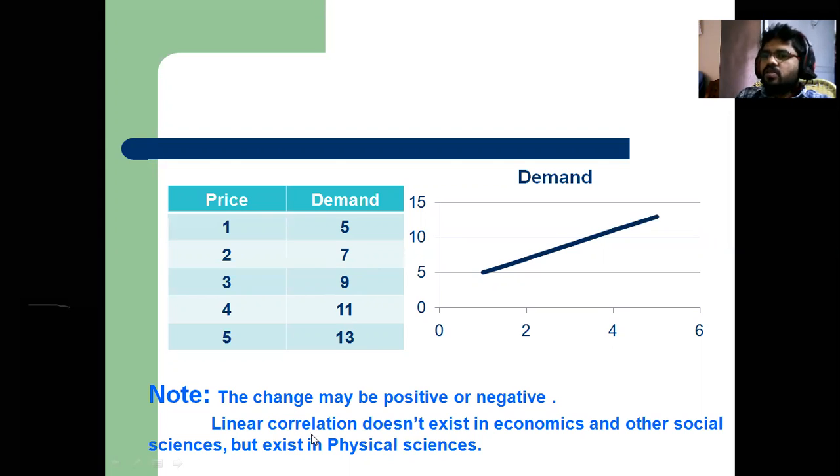Linear correlation generally does not exist in economics. In 99% of cases it does not exist, because there are other factors which can influence the variables. In some 1% of cases it may happen, and the same goes for other social sciences. But in the physical sciences, they can do experiments. For example, if you add something, the output will automatically be doubled. So generally, in the physical sciences, linear correlation will happen.